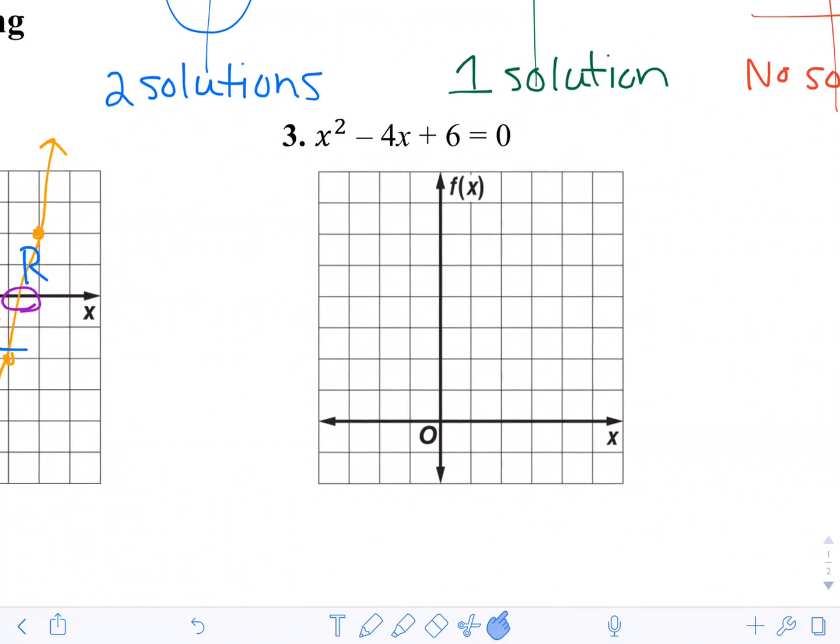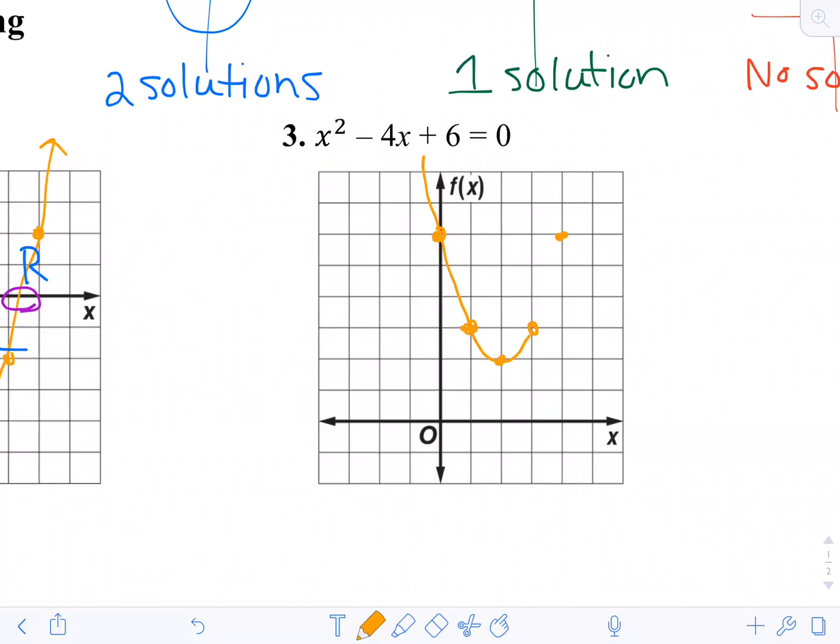Alright, number 3, we have y equals x squared minus 4x plus 6. We'll look at my table, plot my points. The first point I can plot looks like 0, 6. I can plot 1, 3. I can plot 2, 2. I can plot 3, 3. 4 is 6. And 5 is 11, which is off the graph.